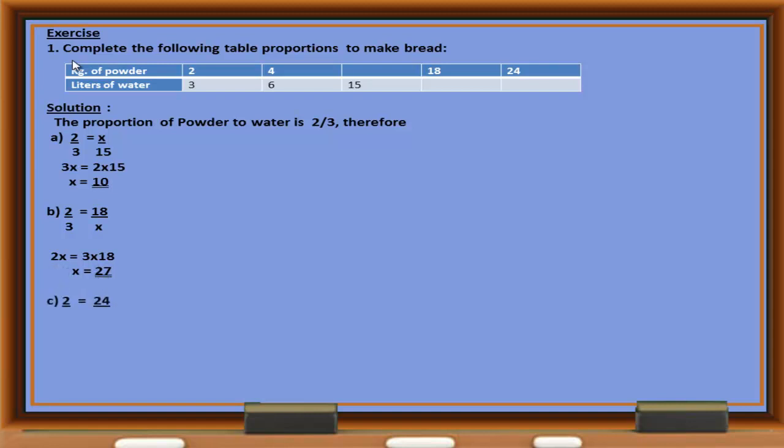C. 2/3, which is the proportion, is equal to 24 over x. We cross multiply it. 2x is equal to 3 times 24. Divide both sides by 2. Then x will be 36.